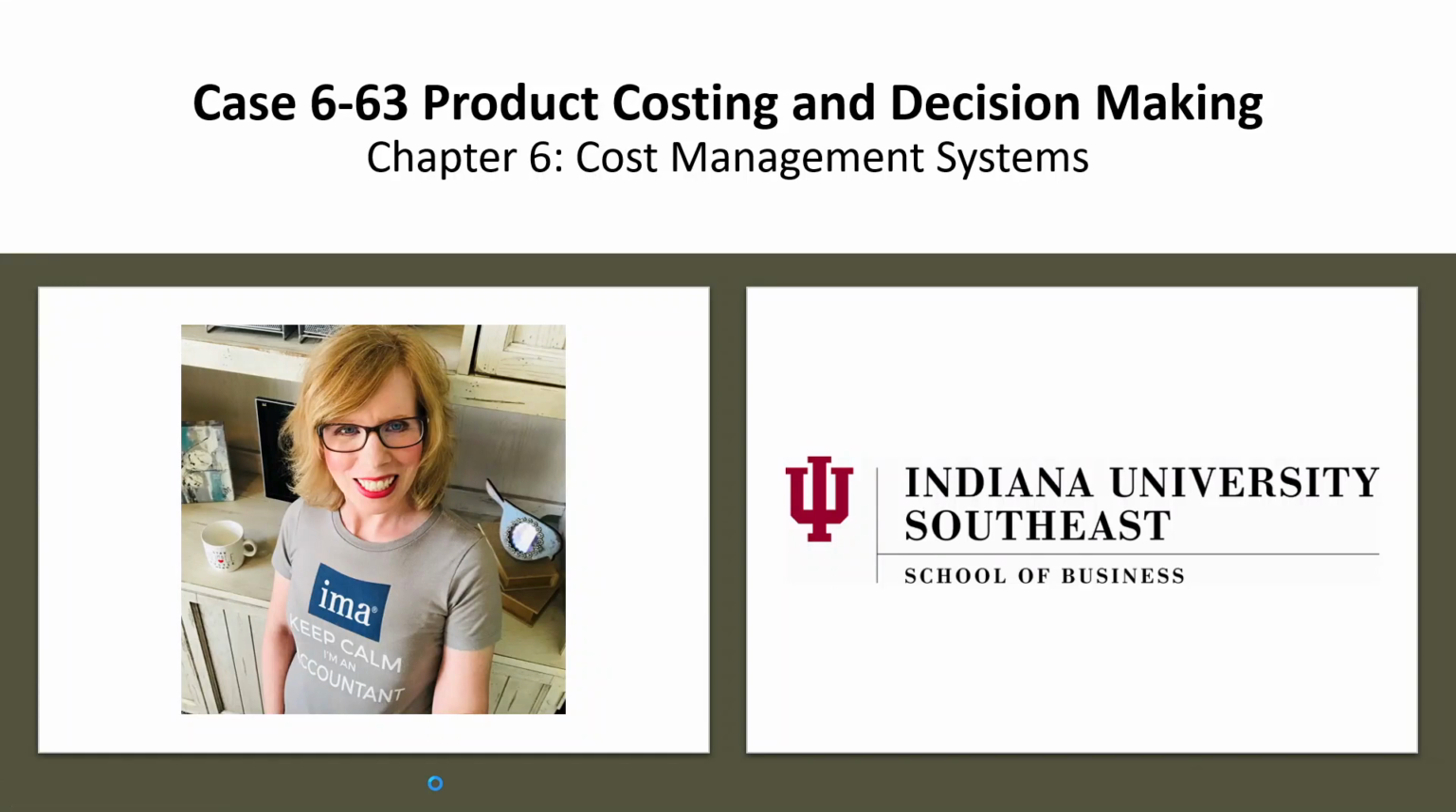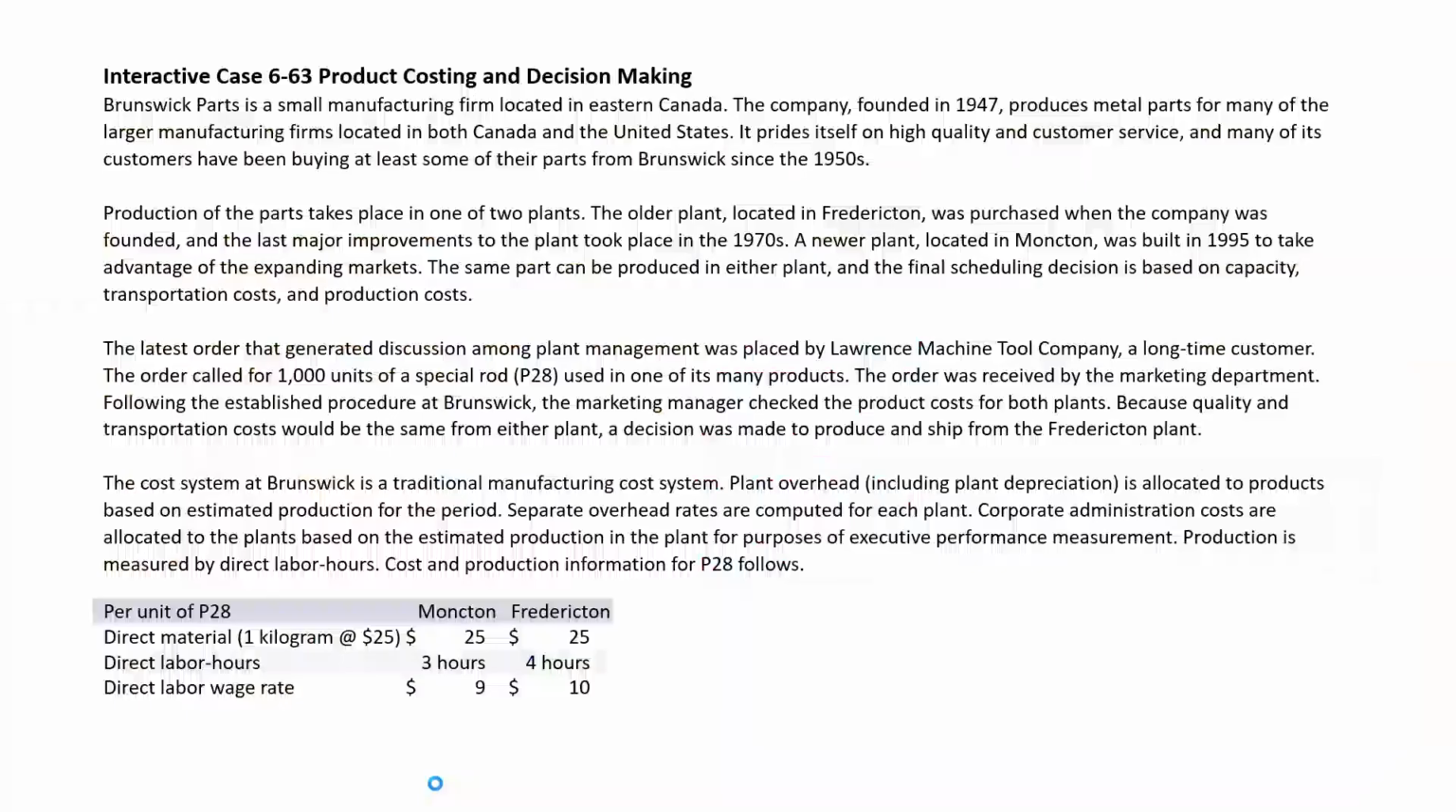In this video, I'm going to look at calculating product cost and use case 663 as an example. First off, don't get overwhelmed by all the detail. It's just a setup to tell us we're a company exploring the product cost of one plant versus another: our older plant, Fredericton, and our newer plant, Monktown.